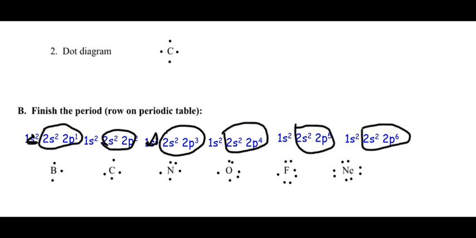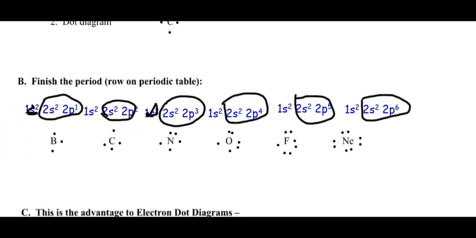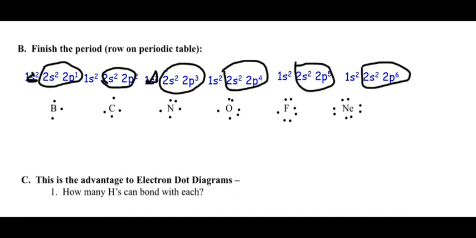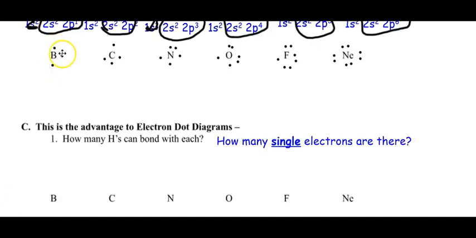So how is this an advantage? How many hydrogens can bond with each? The question you need to ask yourself is, how many single electrons are there? How many unpaired electrons are there? So in the case of boron, let's scroll this down. How many single electrons do I have? I have 3. So how many hydrogens can bond with that? 3. Carbon, how many single electrons do I have here? 4. How many hydrogens can bond with it? 4.